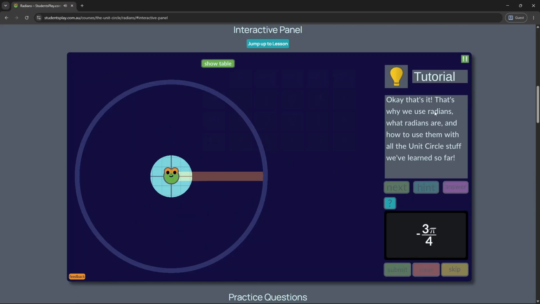Okay, that's it. That's why we use radians, that's what radians are, and how to use them with all the unit circle stuff we've learned so far. That was a long one. Let's let Mr. Frog sleep.